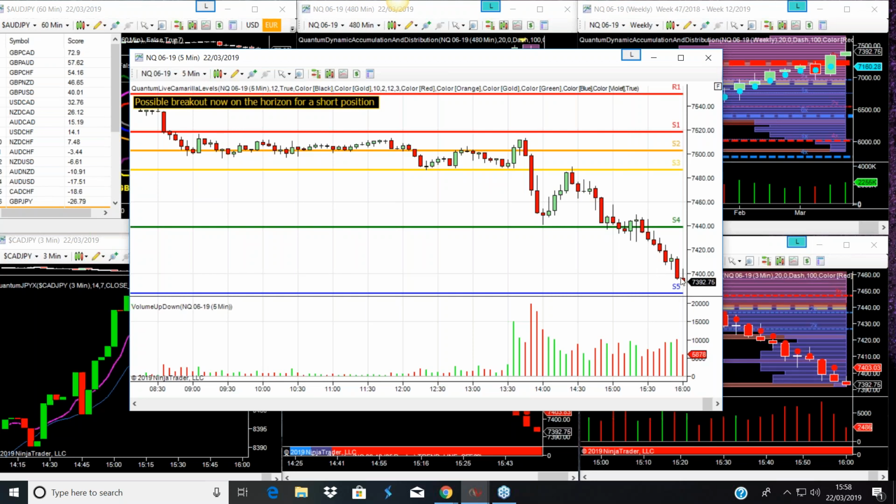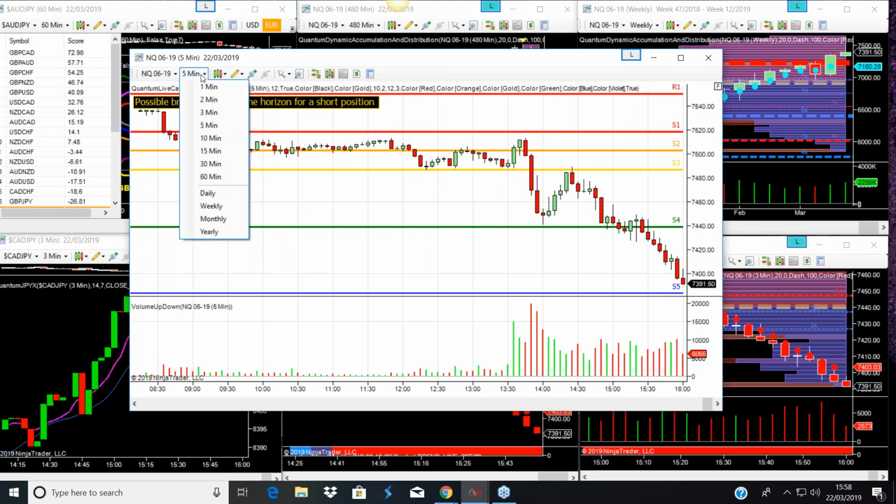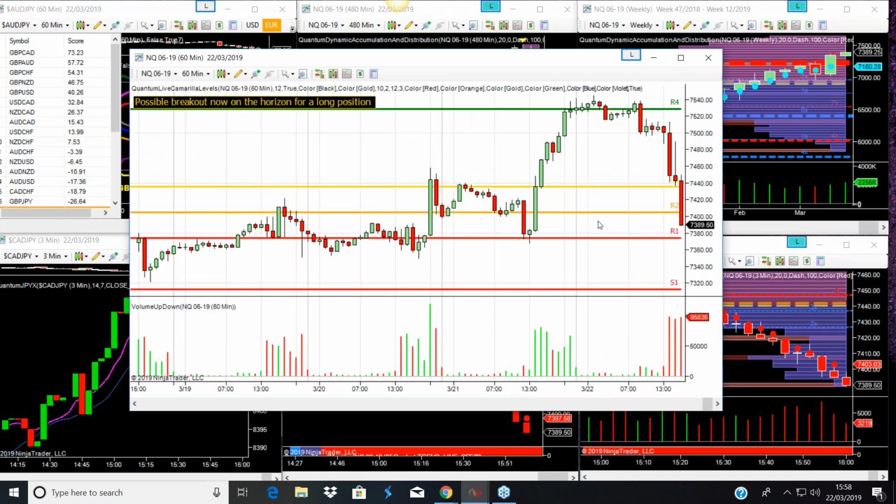We've had this clean run lower, as we've seen on the 3 minute. This is on the 5 minute chart. So that's the first potential pause point there. Let's look at the hourly chart. These levels are refreshed, as I said, on a 24-hour basis. On the 60-minute chart, these are for the rest of the week.